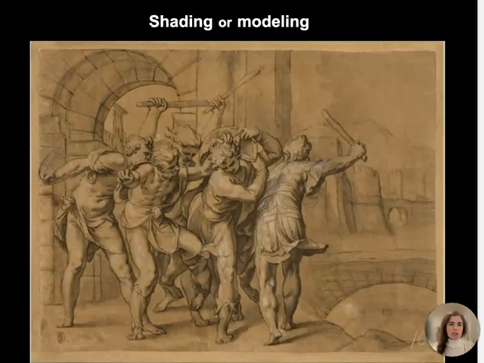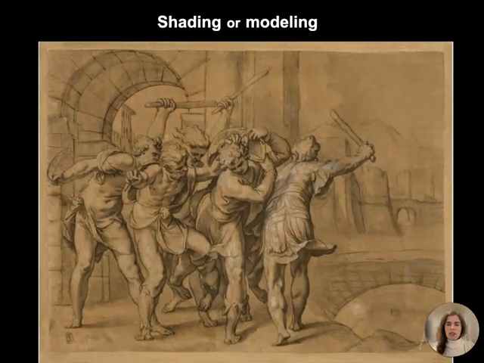We can also see some shading and modeling. So shading and modeling creates this effect of light and dark. So shading or modeling, again, creates this dimension, just like we saw with hatching. So you can see that you have this use of shading, and then even the application of white chalk to create kind of hints of highlight on the form. And so you can just see a little bit of that white there.